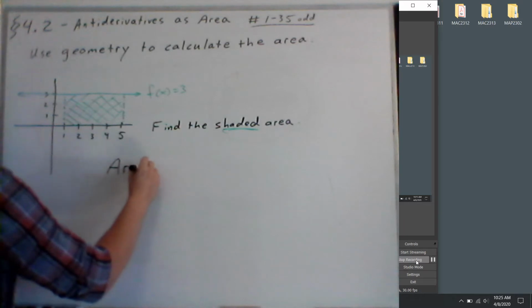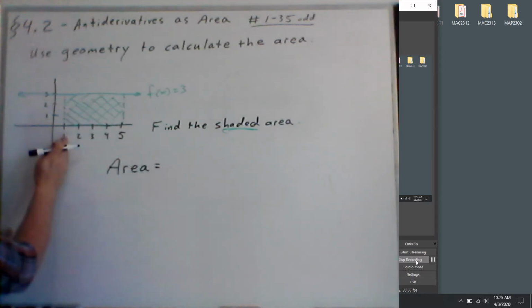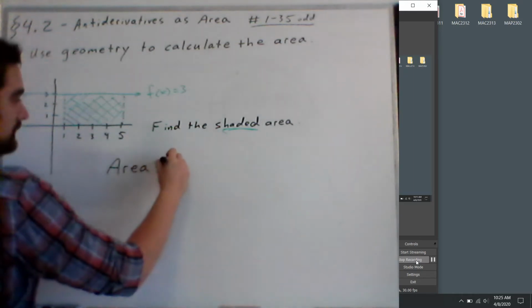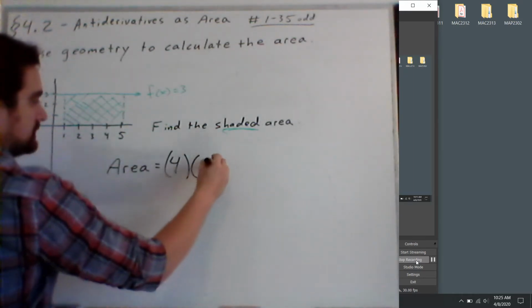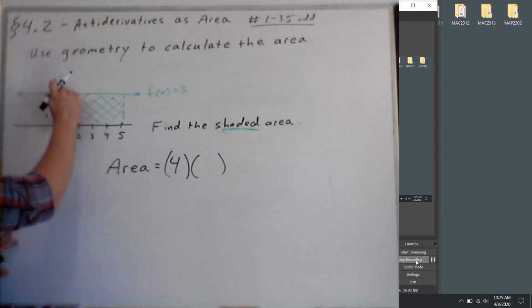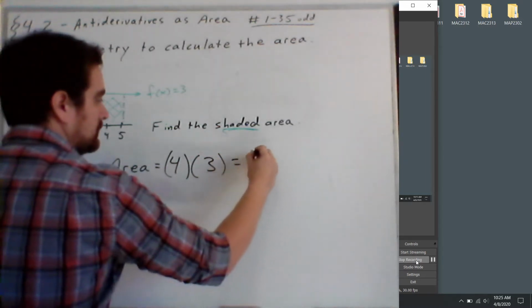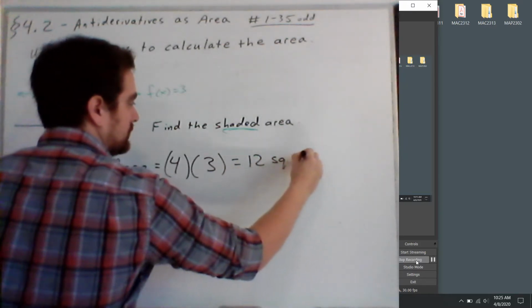So we'll say area is 5 minus 1, which is 4, right? So it's 4 long, 1, 2, 3, 4 units, times its height. Its height goes from the x-axis up to 3, so it's 1, 2, 3 units. So it should be 12 square units.